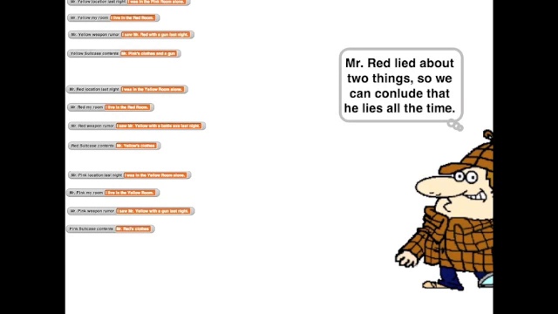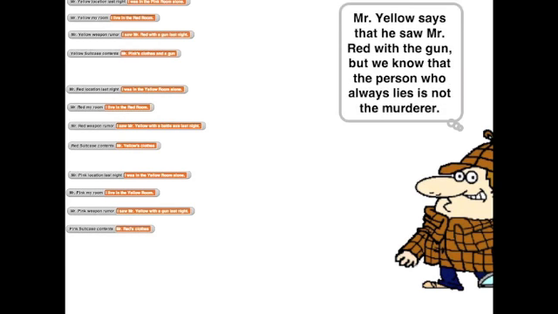Mr. Red says that he lives in the red room, but the red room suitcase does not contain his clothes. Mr. Red lied about two things, so we conclude that he lies all the time. Mr. Yellow says that he saw Mr. Red with a gun, but we know that the person who always lies is not the murderer. This is information given in the intro of the create game that you can find in our midterm project video: basically it says that there's one person who's always honest, one person who always lies, and one person who sometimes lies and sometimes tells the truth. And the detective just told us that the person who always lies and the person who always tells the truth are not the murderer.